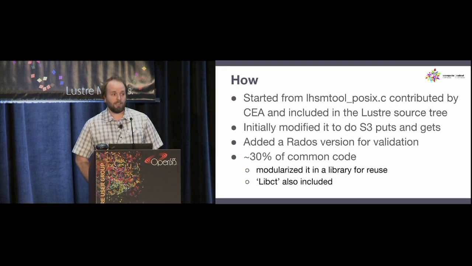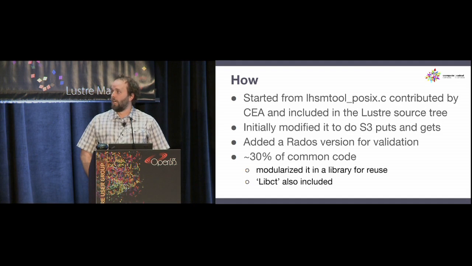So we started that project by reusing the POSIX Copytool that was contributed by the CEA folks in the Lustre source tree. And we modified it to do S3 puts and gets. The initial version was really simple. And because we hit some issues initially when we tried to scale it, we also implemented a Rados version, which I just said we would not do, just for validation, to try to identify if the problem was with our underlying storage system or if it was in our implementation.